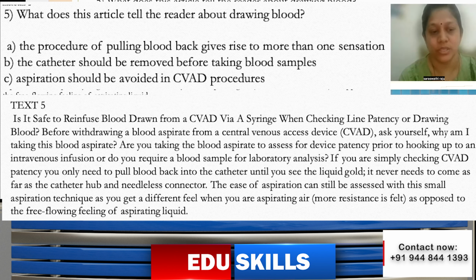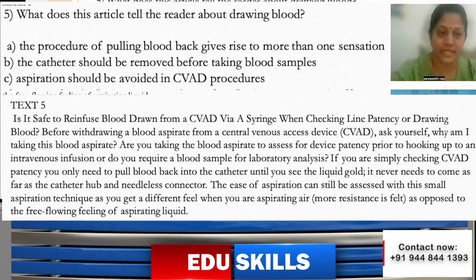the liquid gold. It never needs to come as far as the catheter hub and needleless connector. The ease of aspiration can still be assessed with this small aspiration technique. So we can simply assess with this small procedure, okay? Aspiration technique, as you get a different feel when you are aspirating air, more resistance is felt as opposed to the free flowing feeling of aspirating liquid.